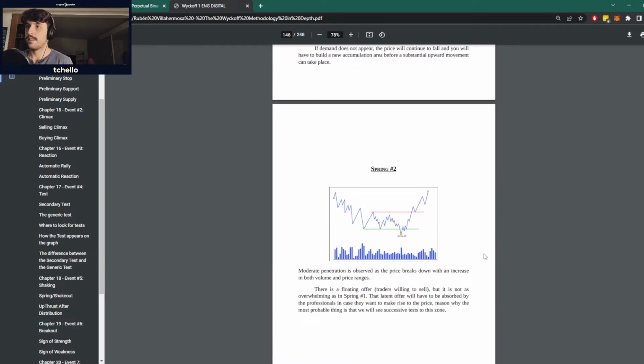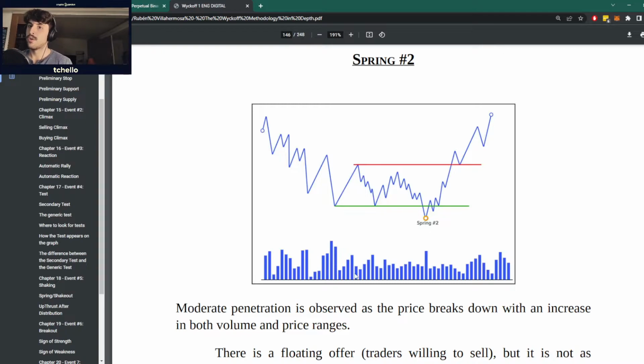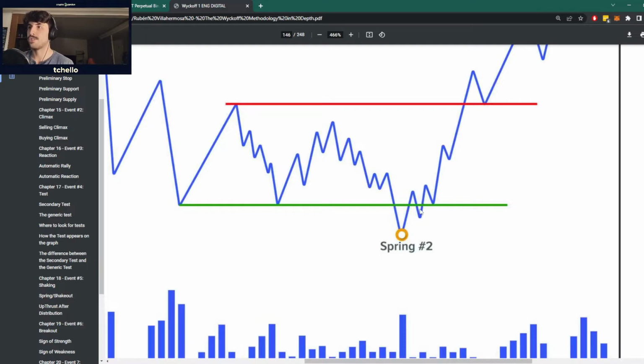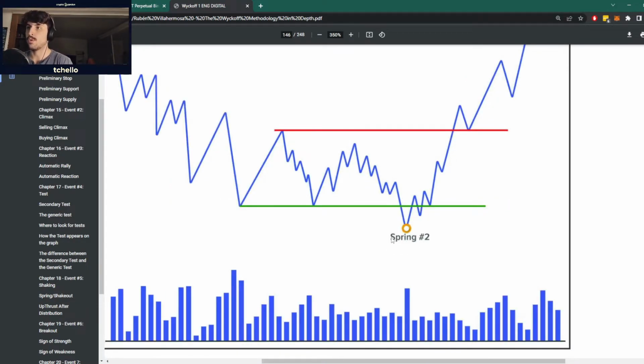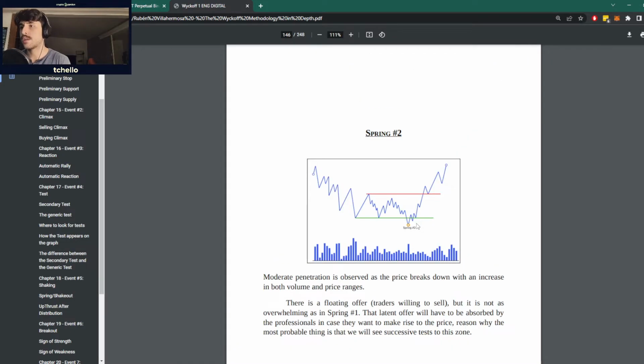And so it might indicate a little bit of a stronger trend in the short term. All right. Now there's the spring number 2 here, with moderate penetration observed, and we don't go down as much. And we take a little bit of time to recover from that. This denotes a little bit less strength in the short term.